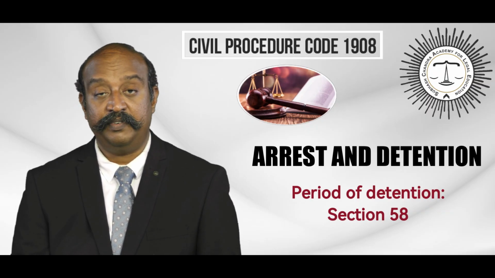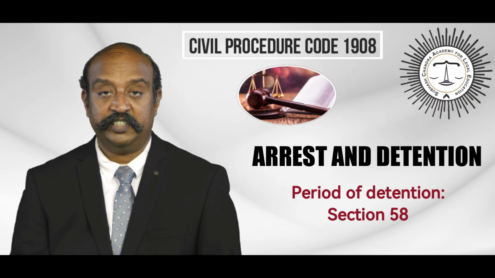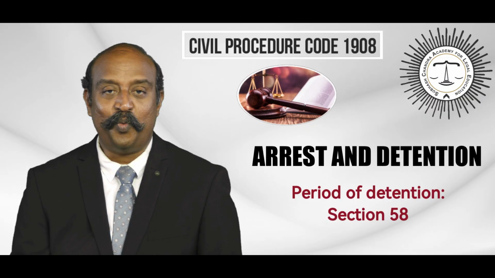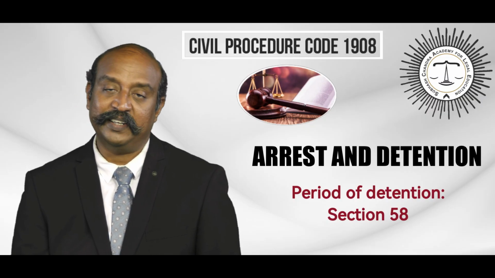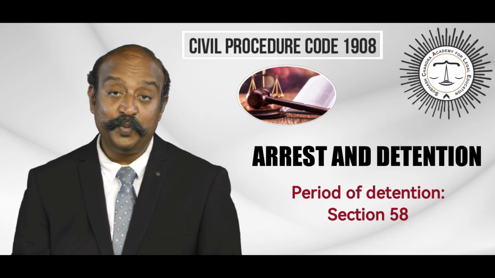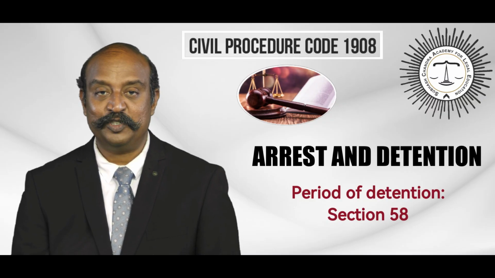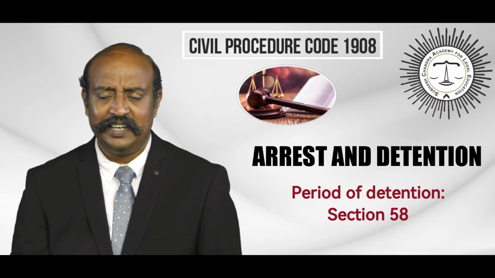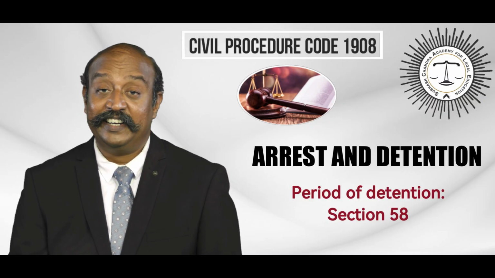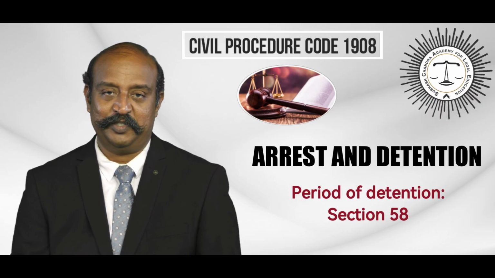Period of detention, section 58. The period of detention of the judgment debtor in civil prison shall be up to 3 months where the decretal amount exceeds rupees 5,000. Up to 6 weeks where the decretal amount exceeds rupees 2,000 and is less than rupees 5,000. No detention when the decretal amount is less than rupees 2,000.